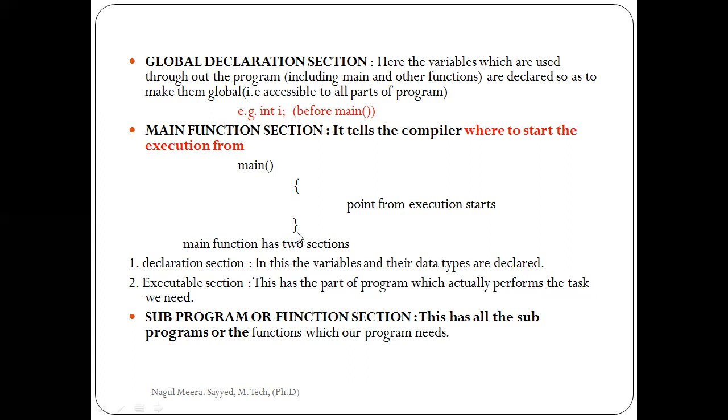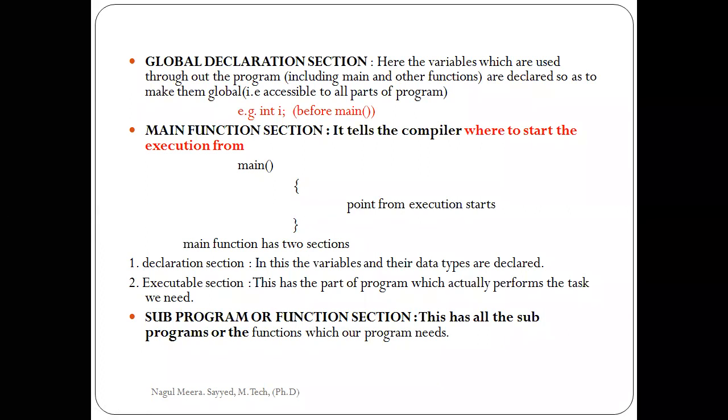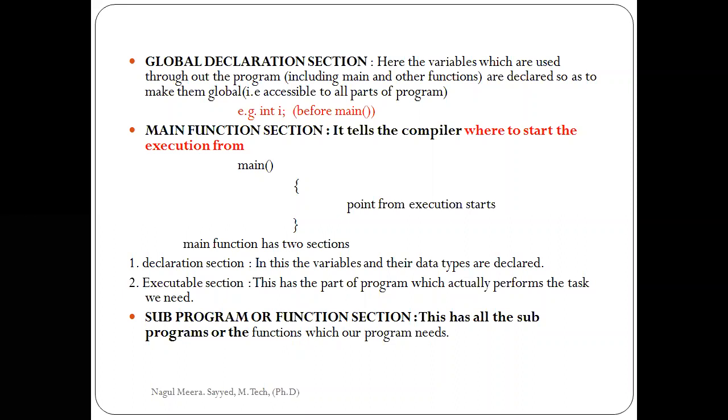So the main function consists of two subsections. What are those? The first one is the declaration section. In this declaration section, we have to declare all the variables.